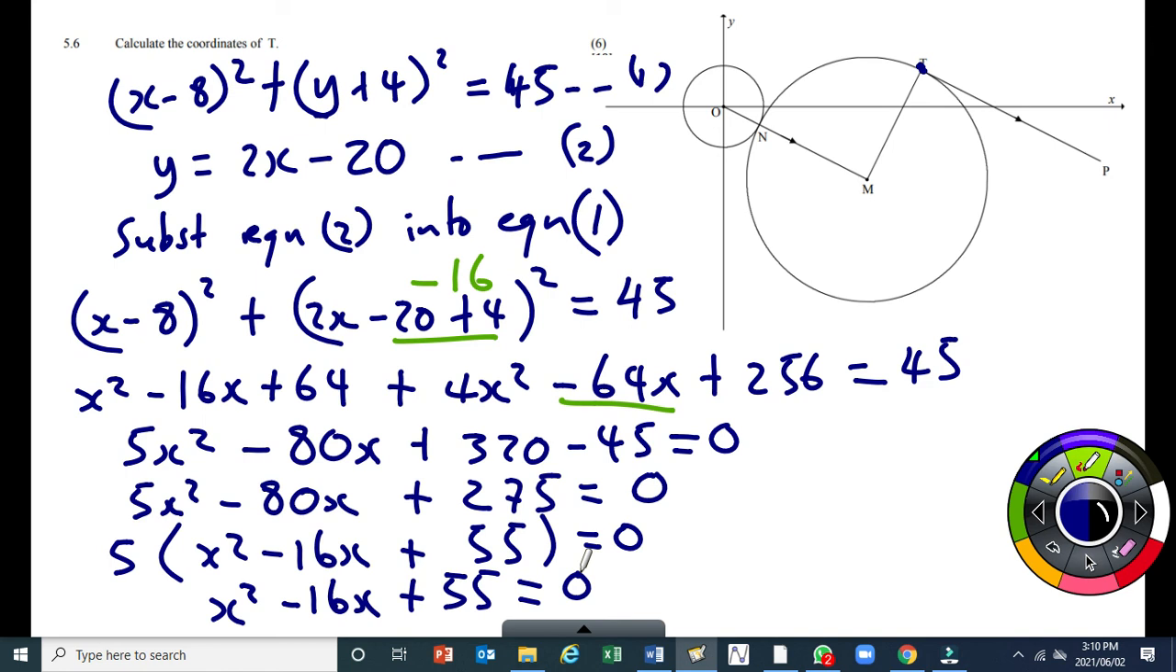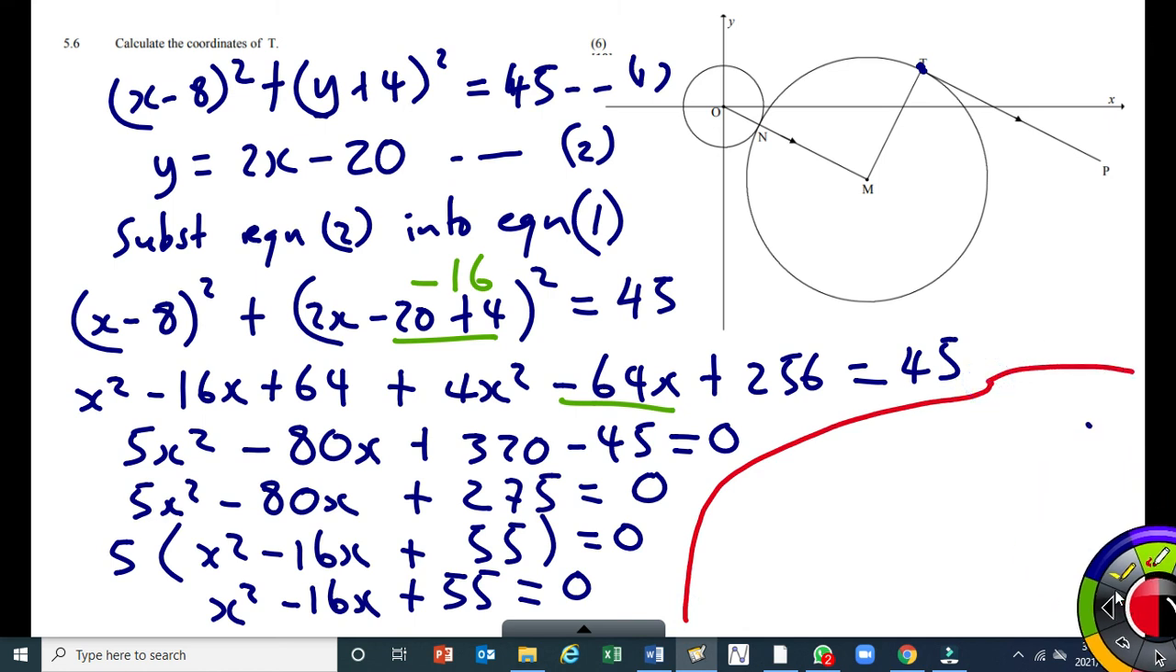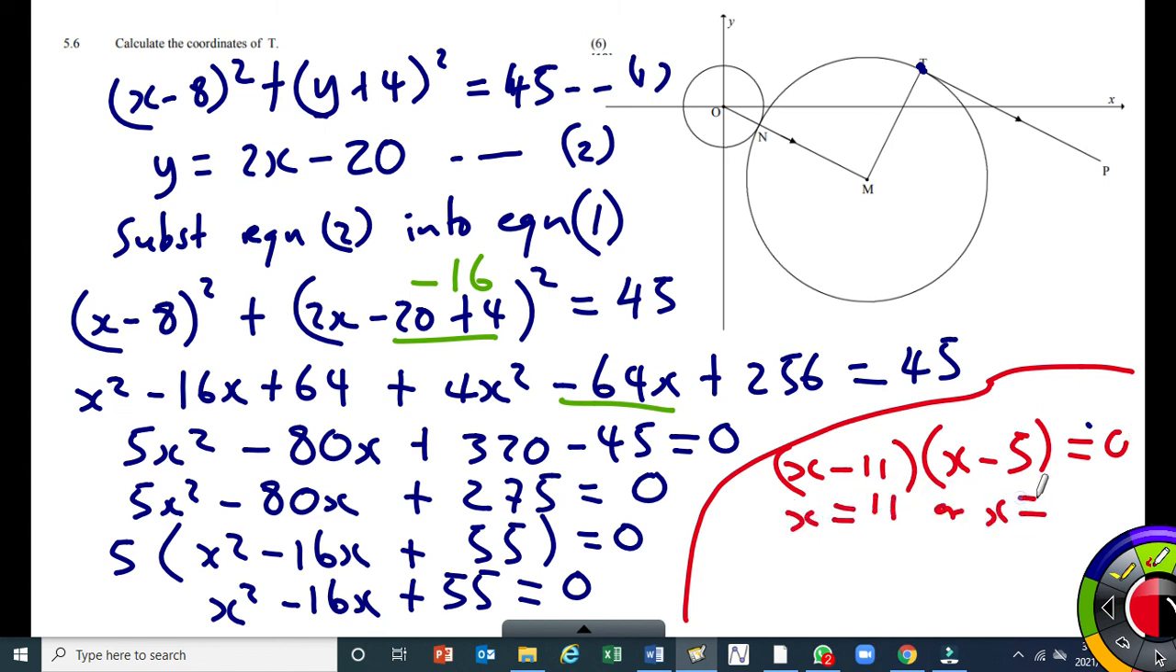Then you can use the knowledge of quadratic equations, or you can factorize this. If you think you can get confused, just use the quadratic formula. But I can use factorization. So let me carry on here. If I factorize this, it will be (x minus 11) times (x minus 5) equals 0. Therefore, x will be equal to 11, or x will be equal to positive 5.